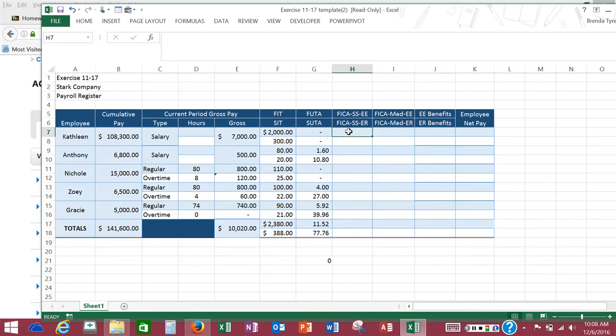In this case, again, we have to look at what is the cumulative pay and what is the cap. So we look at Kathleen, and she is close to what our wage cap is.